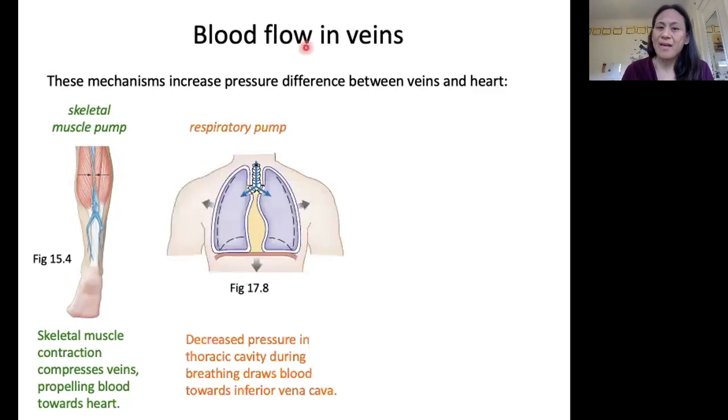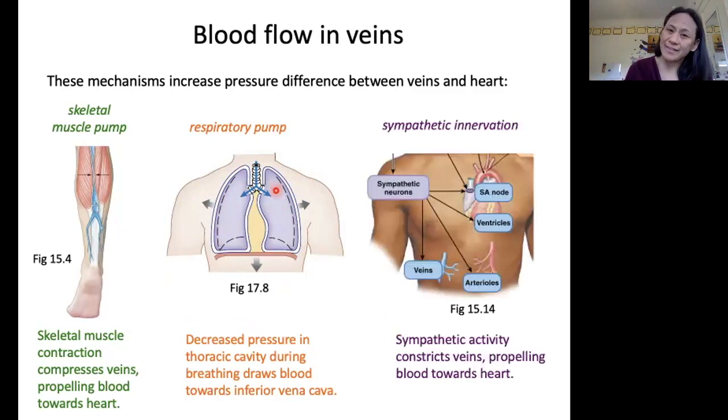Okay. Our second mechanism, if you might remember, is our respiratory pump. So again, the way this works is that as we breathe, we actually create a low pressure condition in our thoracic cavity. And again, if we think about this in terms of pressure, what that means is that if we have low pressure in our thoracic cavity, which is where our heart is, then the pressure difference between our veins and the thoracic cavity is going to be greater. And that's going to give us that pressure difference that we need to propel blood back to the heart.